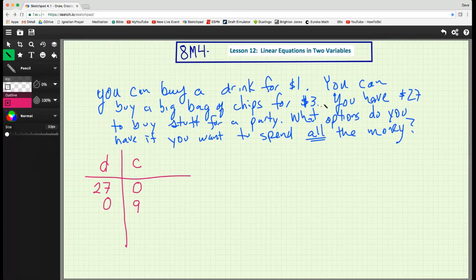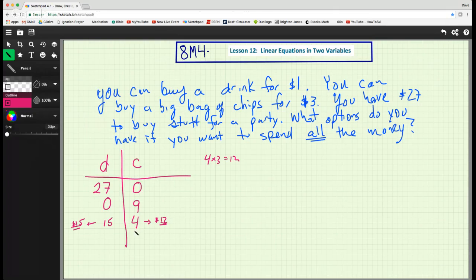Well, what if I wanted to buy a little bit of each? Well, if I bought no chips, I could buy 0. If I bought all chips, I could buy 9. So what if I bought 4 bags of chips? So let's see. So chips would have 4 chips. That would be 4 times 3 equals 12. That's our chips. Then we'd have $15 left over. And so we could buy 15 drinks. All right, so if you want to do the math on that, that would be $15 in drinks, and that would be $12 in chips, and that makes our $27.